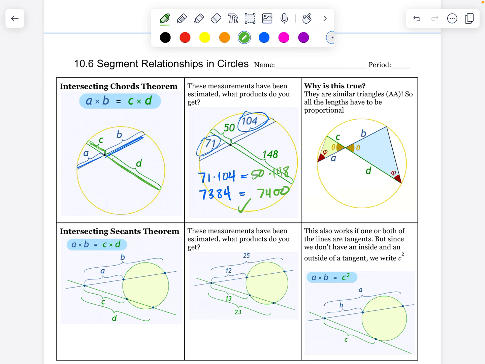Why this is true is because these are similar triangles. We have vertical angles here, and these two intersect the same arc, so we know they have to be the same. So we know all three angles are the same. And if you have similar triangles, then their sides have to be proportional. So this idea that A over D is going to be equal to C over B, and when we cross multiply, we have A times B equals C times D. They're proportional. It's going to work out.